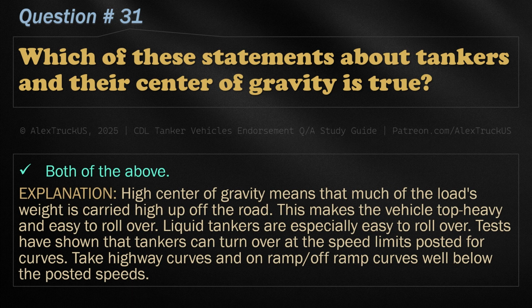High center of gravity means that much of the load's weight is carried high up off the road. This makes the vehicle top-heavy and easy to roll over. Liquid tankers are especially easy to roll over. Tests have shown that tankers can turn over at the speed limits posted for curves. Take highway curves and on-ramp, off-ramp curves well below the posted speeds.